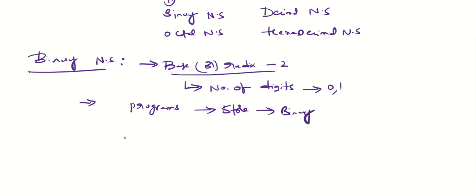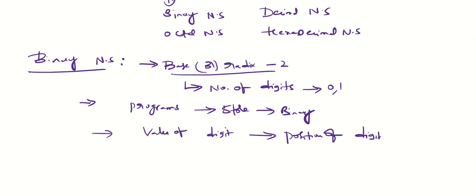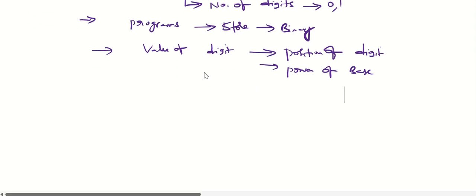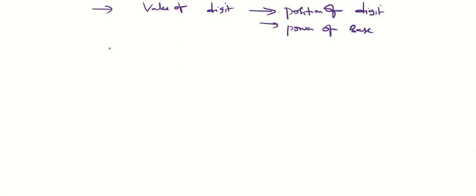Let's see how to find the value of a digit in binary. We always need to know the position of that digit and the power of base. Each digit in the number system has a position, and it also has a power of base. The binary system has base 2, so the power of base is 2 to the power of the position. This is the way you can calculate the value of a digit.